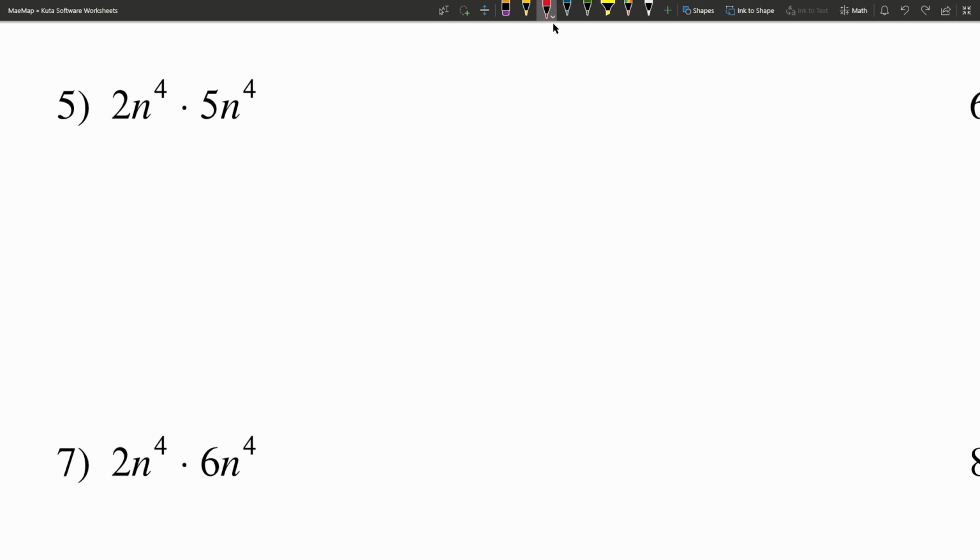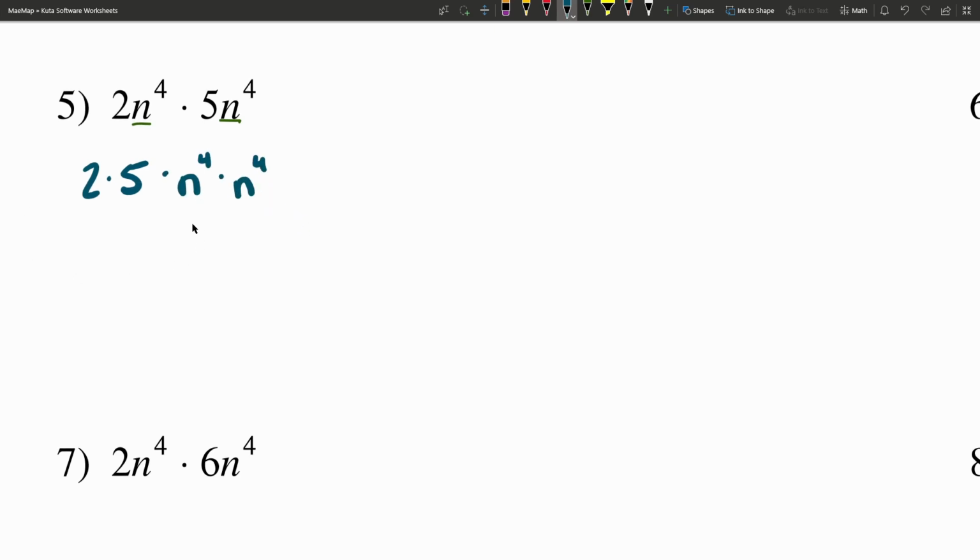Now, along with the base, we also have a coefficient out in front. But remember, multiplication is commutative, and this exponent is only applied to the n. It's not also applied to this 2. So again, this exponent here is only applied to n. It's not applied to this 5. So I can rewrite this problem as 2 times 5 times n to the 4th times n to the 4th.